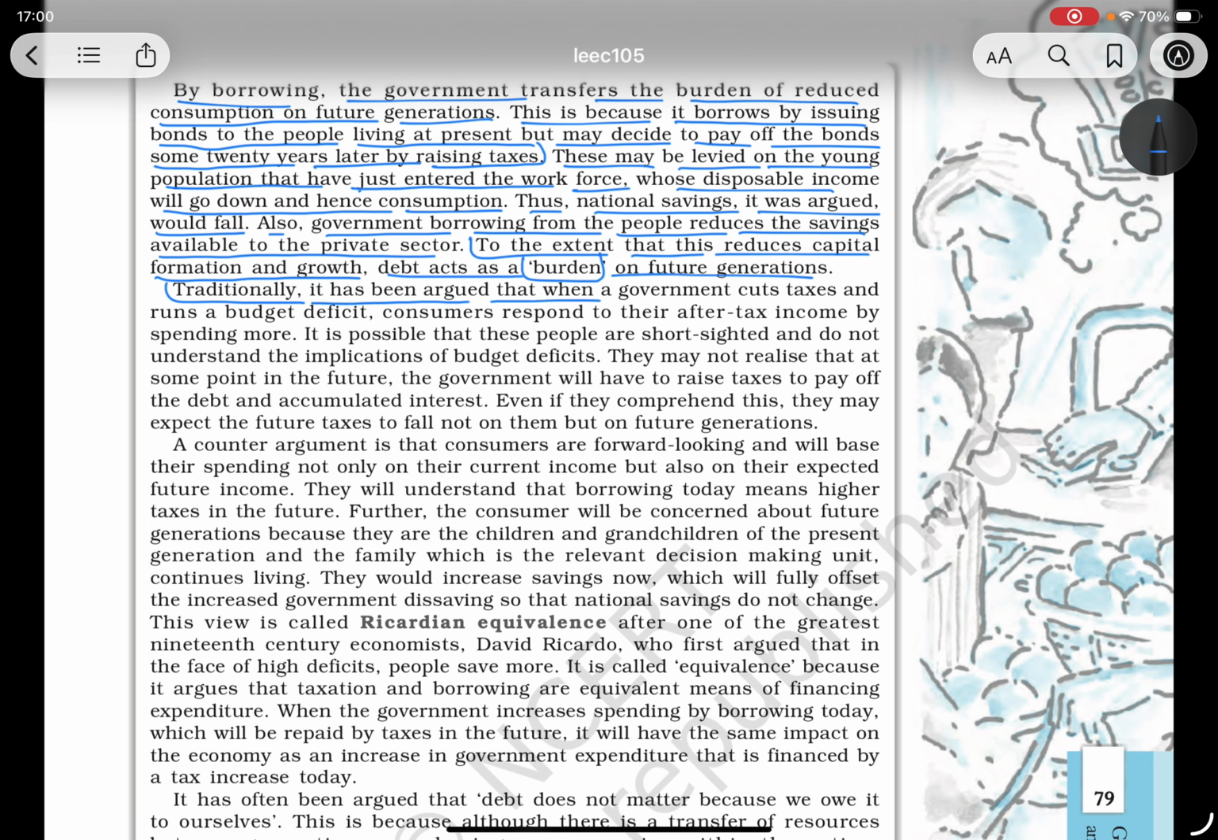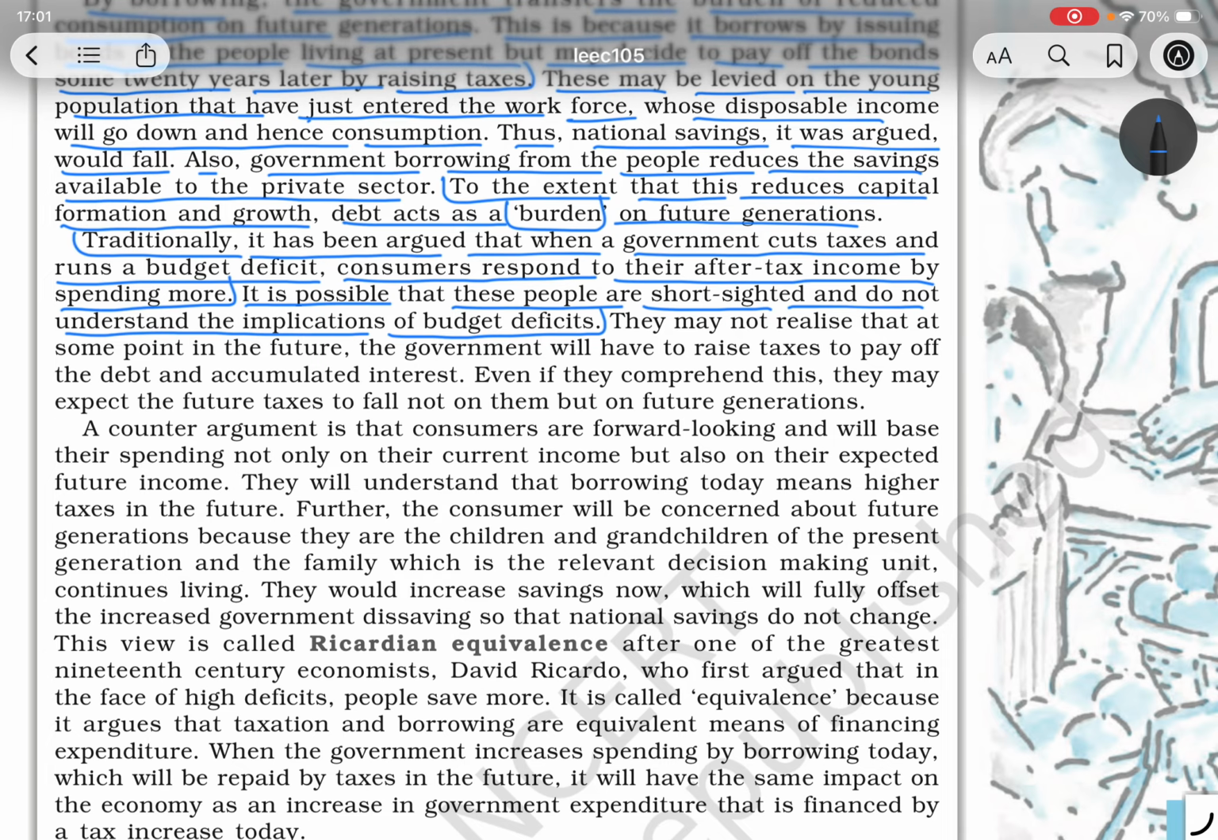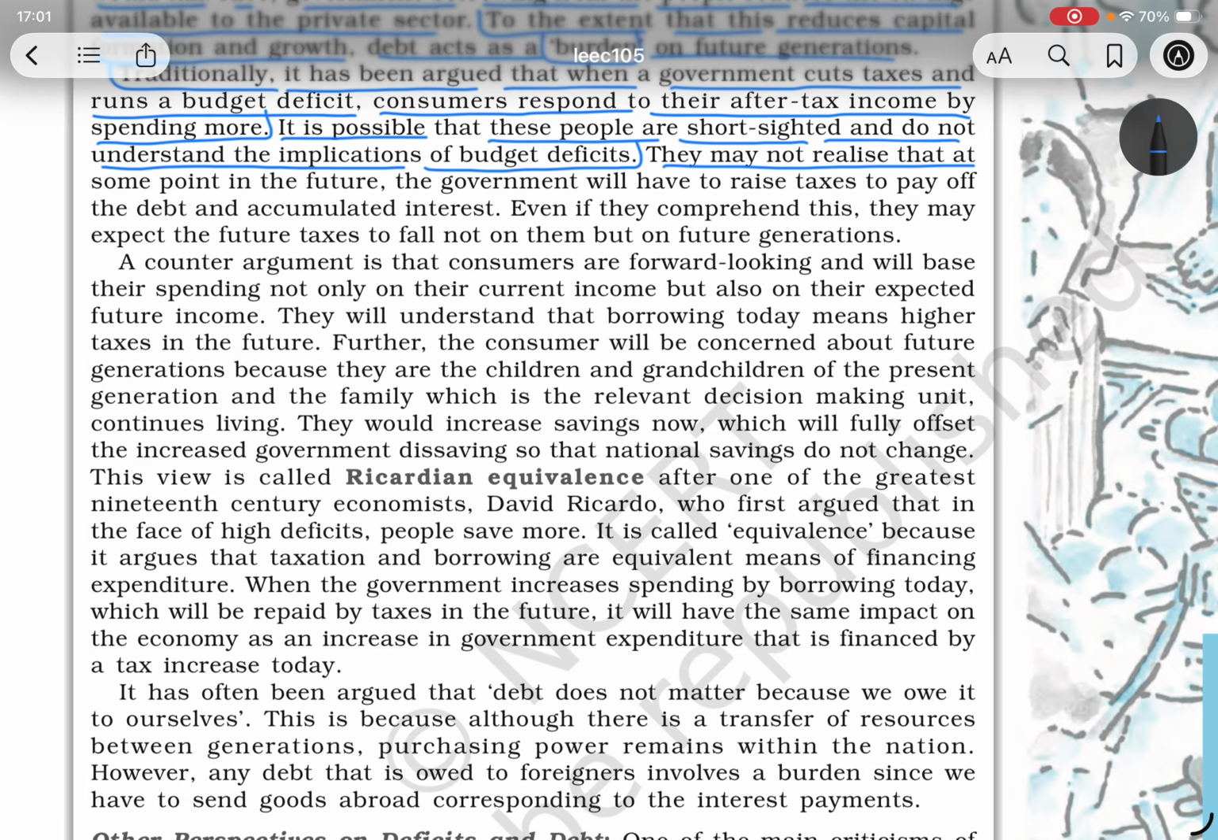Traditionally, it has been argued that when a government cuts taxes and runs a budget deficit, consumers respond to their higher after-tax income by spending more. It is possible that these people are short-sighted and do not understand the implications of budget deficits. They may not realize that at some point in the future, the government will have to raise taxes to pay off the debt and accumulated interest. Even if they comprehend this, they may expect the future taxes to fall not on them but on future generations.